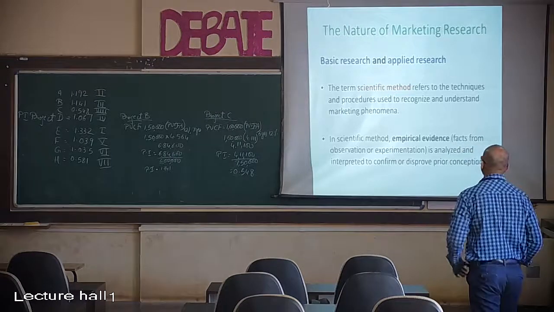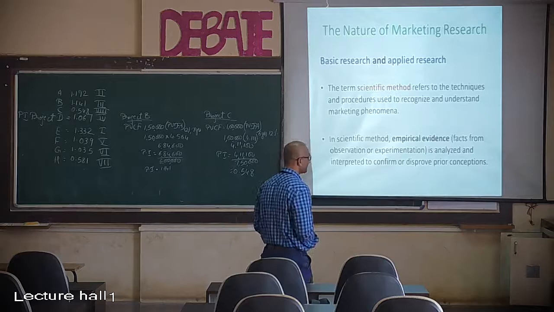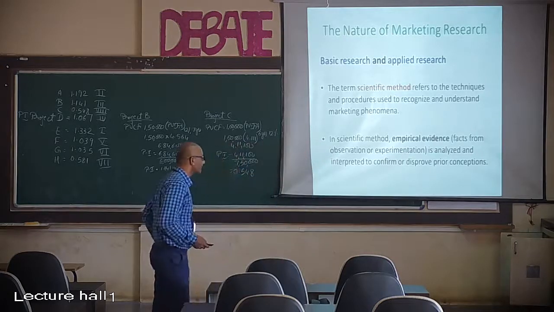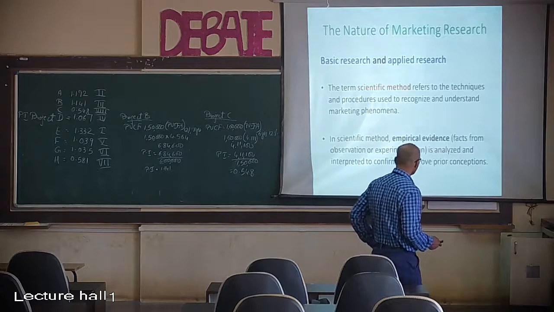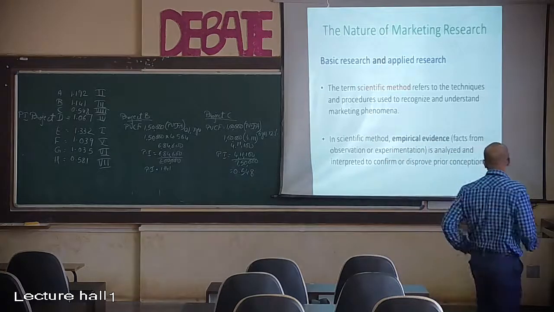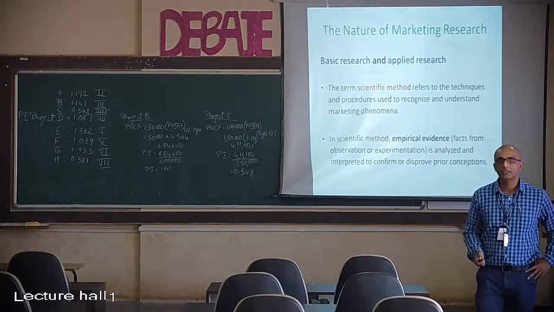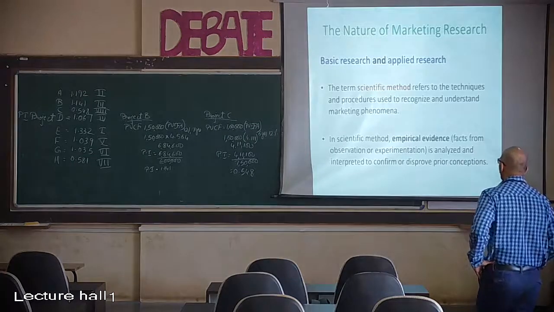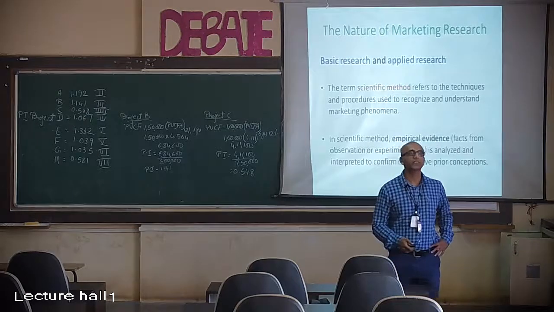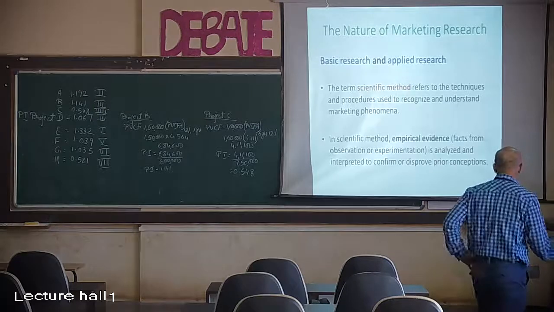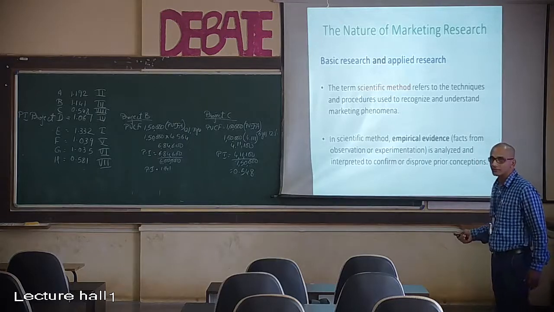Apart from that, in scientific methods, we stress more upon empirical evidence. Empirical evidence is nothing but facts from observation and experimentation, analyzed and interpreted to confirm or disprove prior conceptions. So basically, whether it is basic research or applied research, we need to have a scientific approach with empirical evidence. If we do research without these two things, then probably nobody will take your research very seriously.